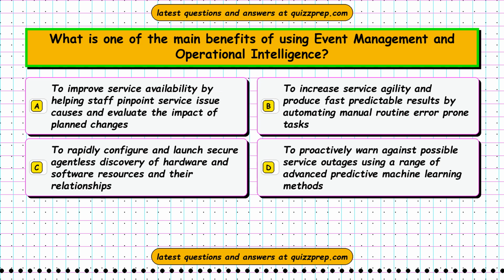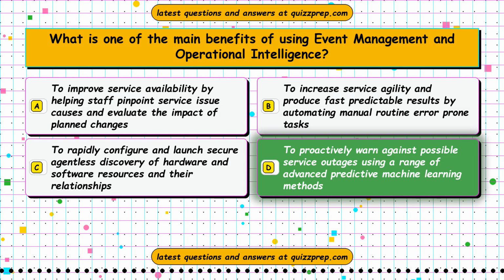Question 33. What is one of the main benefits of using event management and operational intelligence? Option A, to improve service availability by helping staff pinpoint service issue causes and evaluate the impact of plan changes. Option B, to increase service agility and produce fast, predictable results by automating manual, routine, error-prone tasks. Option C, to rapidly configure and launch secure agentless discovery of hardware and software resources and their relationships. Option D, to proactively warn against possible service outages using a range of advanced predictive machine learning methods.